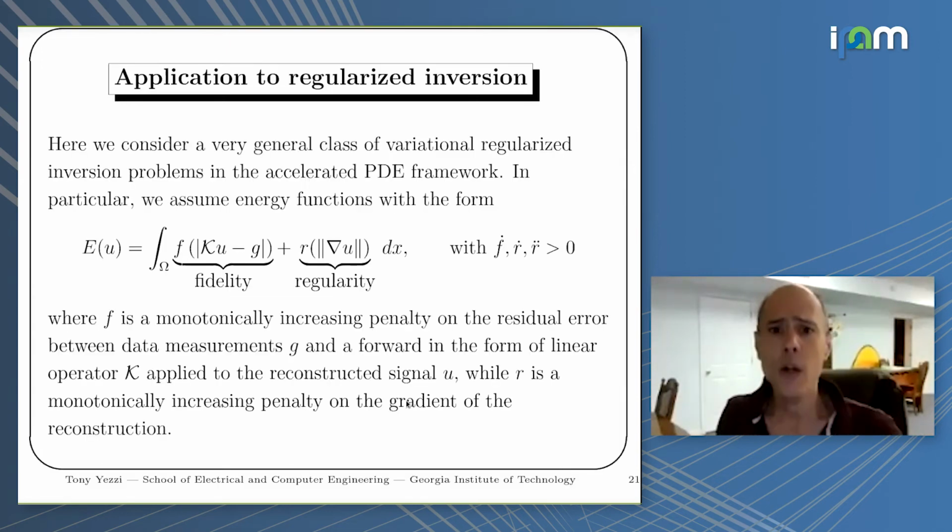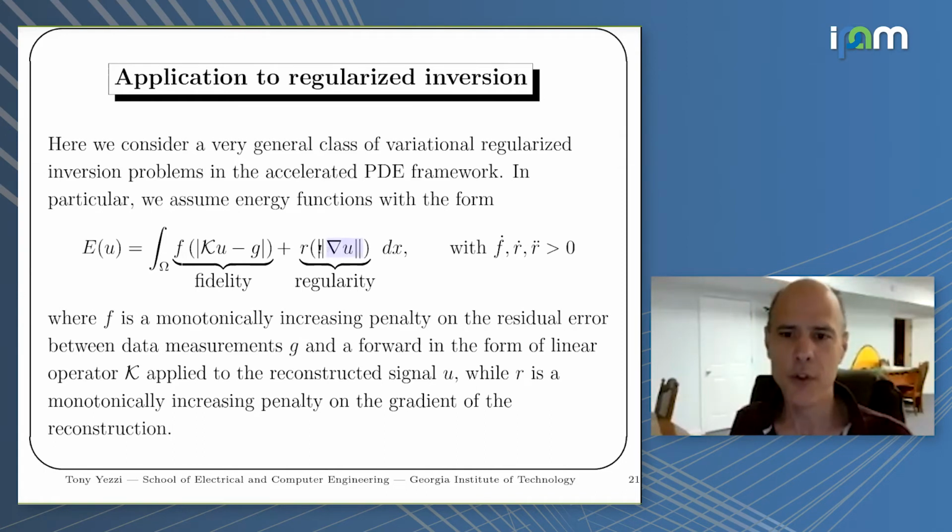So let's take a look at a class of regularized inversion problems that would benefit from this significant boost that you can take discretely in time when you do acceleration. So we consider a class of reconstruction problems where you have some measurement G that is perhaps corrupted by noise. It might be blurred, and you want to compare your reconstruction passed through some kernel, and then you have some fidelity that measures the norm of that difference. And you have a regularizer that depends on the norm of the gradients. Okay, so these are the two things.